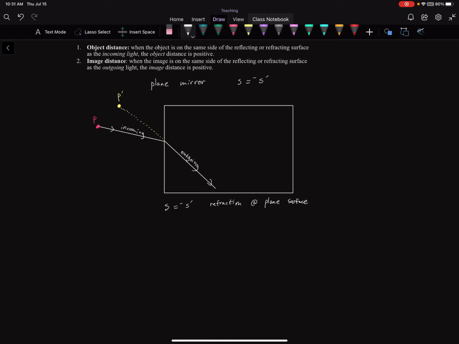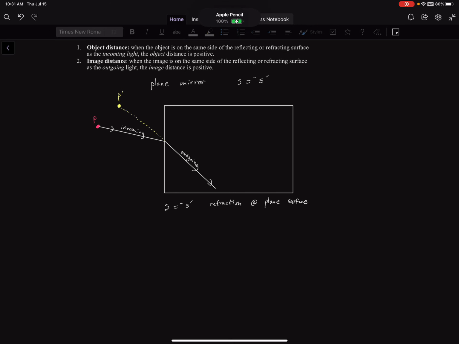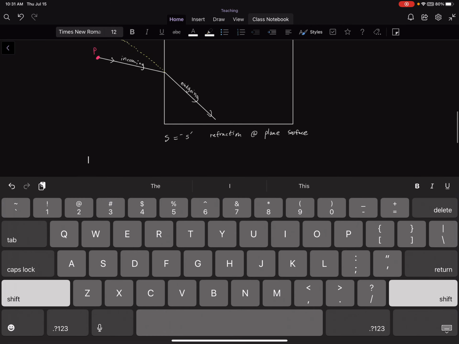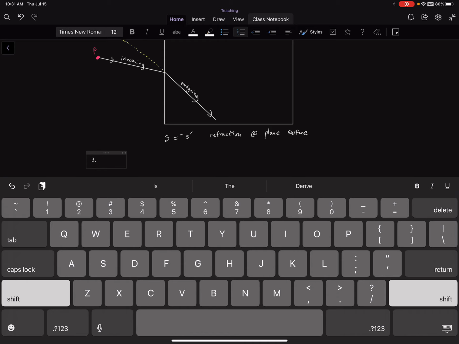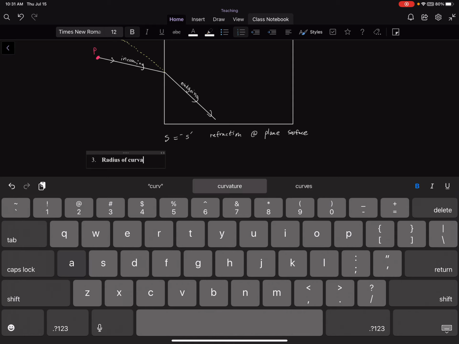All right, so there's a third sign rule. And this one we're going to cover when we talk about those curved surfaces, because this one has to do with the radius of curvature.